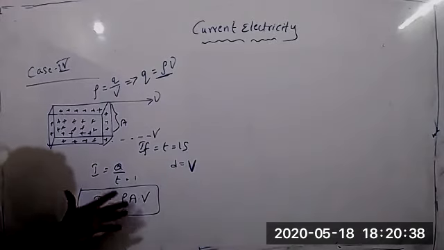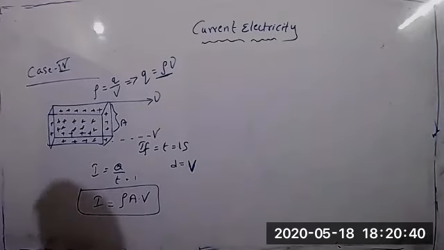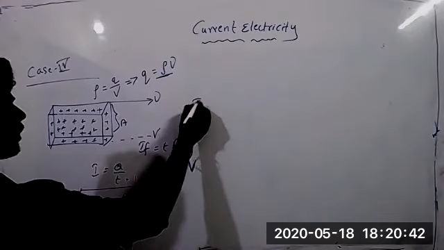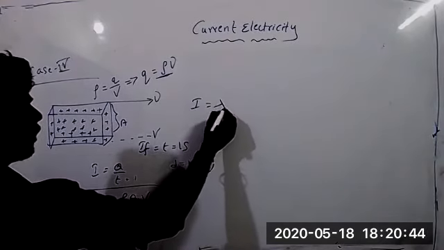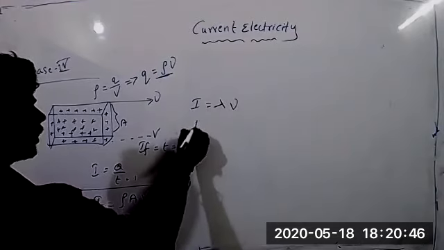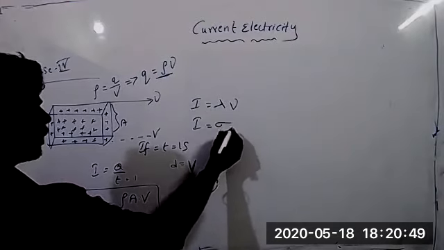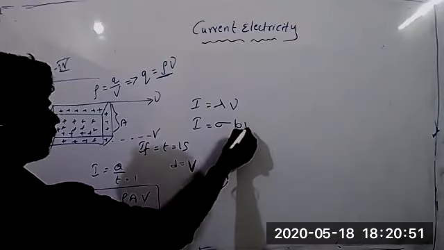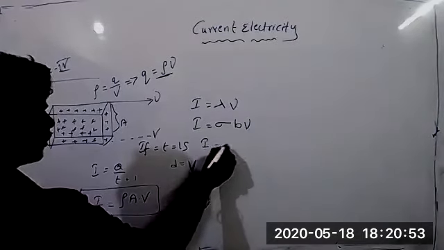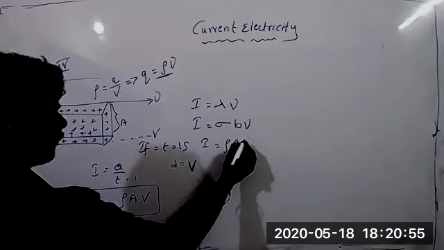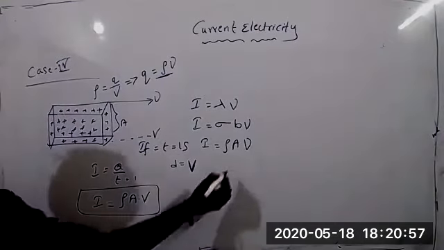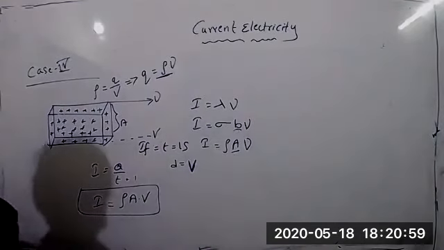When they have given in terms of volume, remember: in terms of linear, I is equal to lambda V. In terms of area, sigma B V. In terms of volume, rho A V.